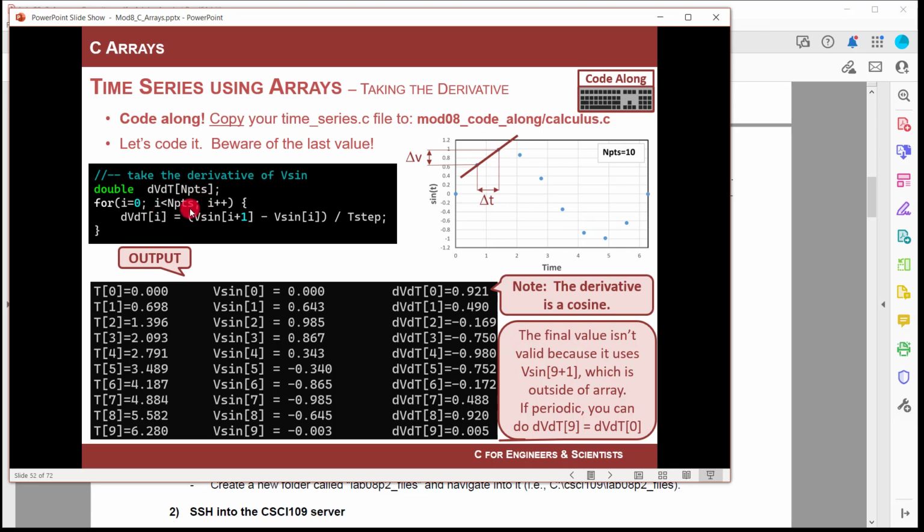You simply use a for loop and you go through and you create an array to hold this dv/dt, and you're basically going to go, okay, for this point, I'm going to look ahead, grab what the voltage is at this point, minus the voltage at this point, and that gives me the delta v. And then delta t, you already have it because it's the t step that you use to fill up your time array.